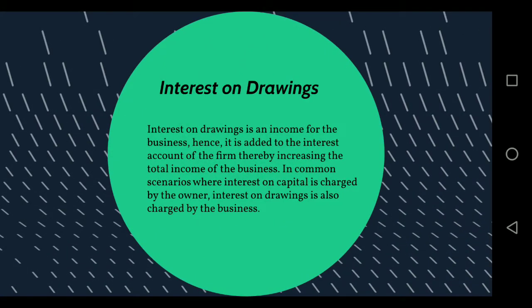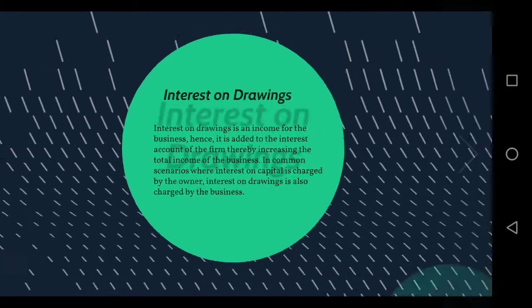Interest on drawings is an income for the business. That's why it is added to the interest account of the firm, thereby increasing the total income of the business, as that is an income that is shown on the credit side of the profit and loss appropriation account. In a common scenario where interest on capital is charged by the owner, interest on drawings is also charged by the business. Means normally whenever in business we have a provision of interest on capital, we also have a provision of interest on drawings.